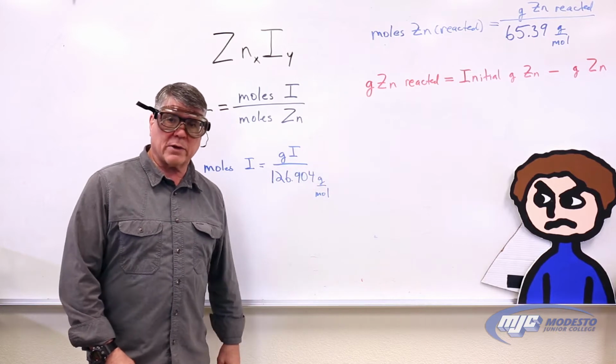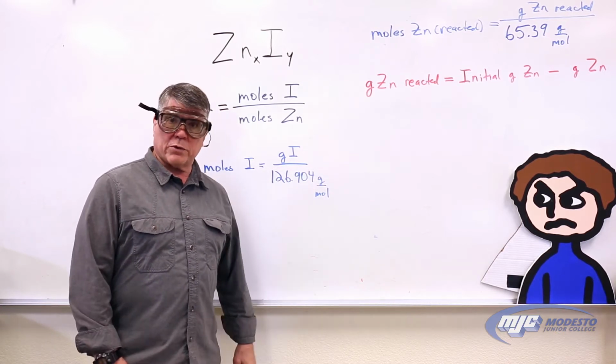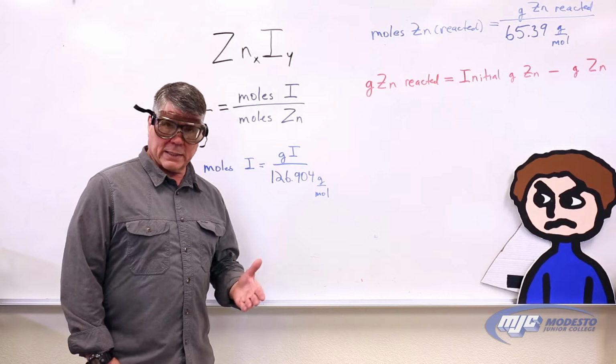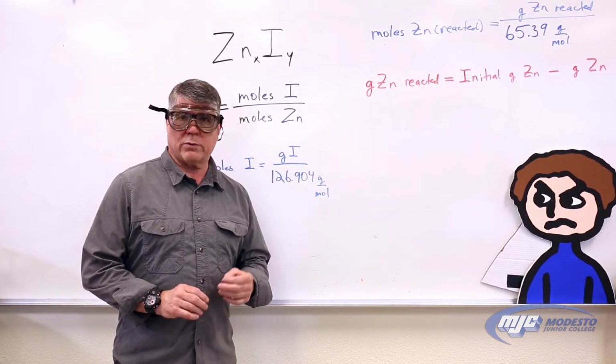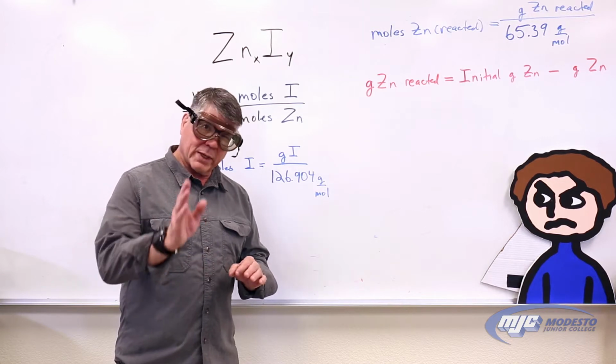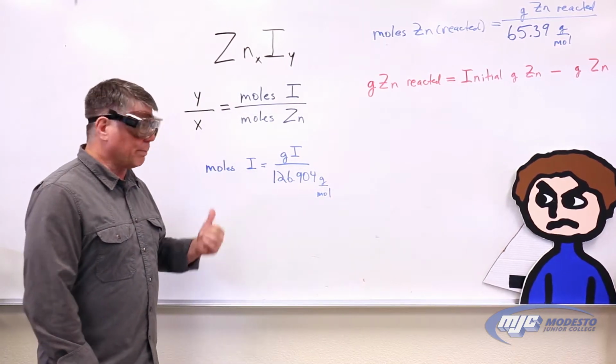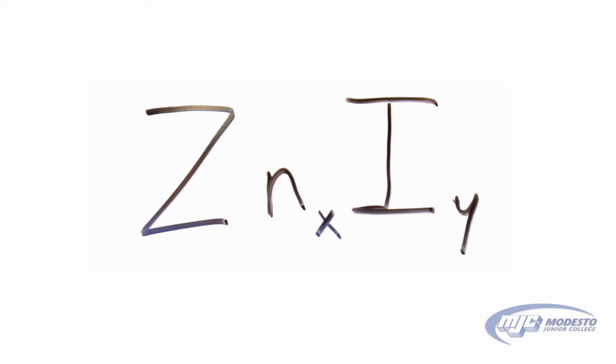The second part of this lab, it's the hydrate. What you're going to do there is you're going to get a hydrate, which I'll talk about in a few minutes, and you're going to determine the formula for that hydrate. We'll get to that in a minute. So let's talk about the zinc iodide. Let's pretend we don't know that it's really ZnI2.